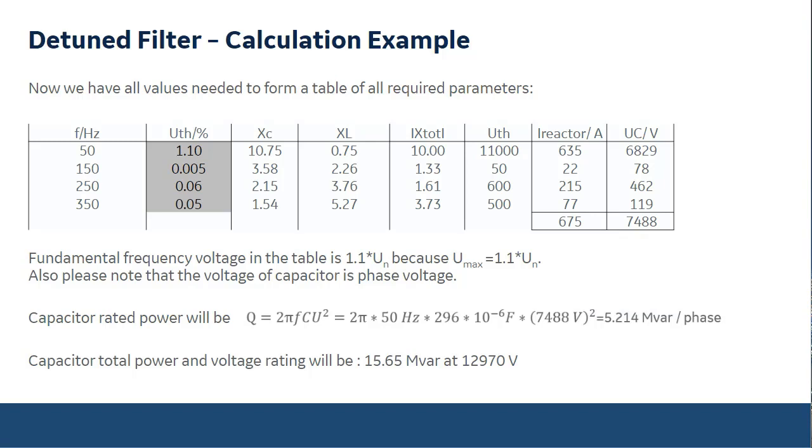So the total capacitor dimensioning rating will now be 15.65 megawatts, and the rated voltage for the capacitor bank will be 12,970 volts. So this is how we define now the bank. You can see that this is now producing 10 megawatts in 10 kilovolts, but still our rated power of the bank is 1.5 times that, what is the nominal at the moment.